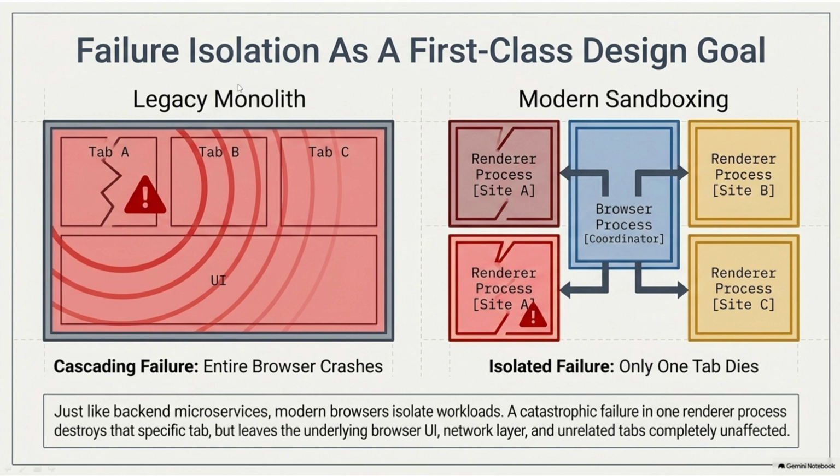Then failure isolation. So what is this? Previously, as I told, browsers had a legacy monolithic architecture. So every tab basically shared a single renderer process. So if a tab crashed, every other tab also crashed. That means the browser itself crashed. But now with modern sandboxing, what happens? We have different processes, right? And every tab will have its own renderer process. So even if site A crashes, site B and site C will work as they are. So the crash or the failure is isolated now. Only one tab dies.